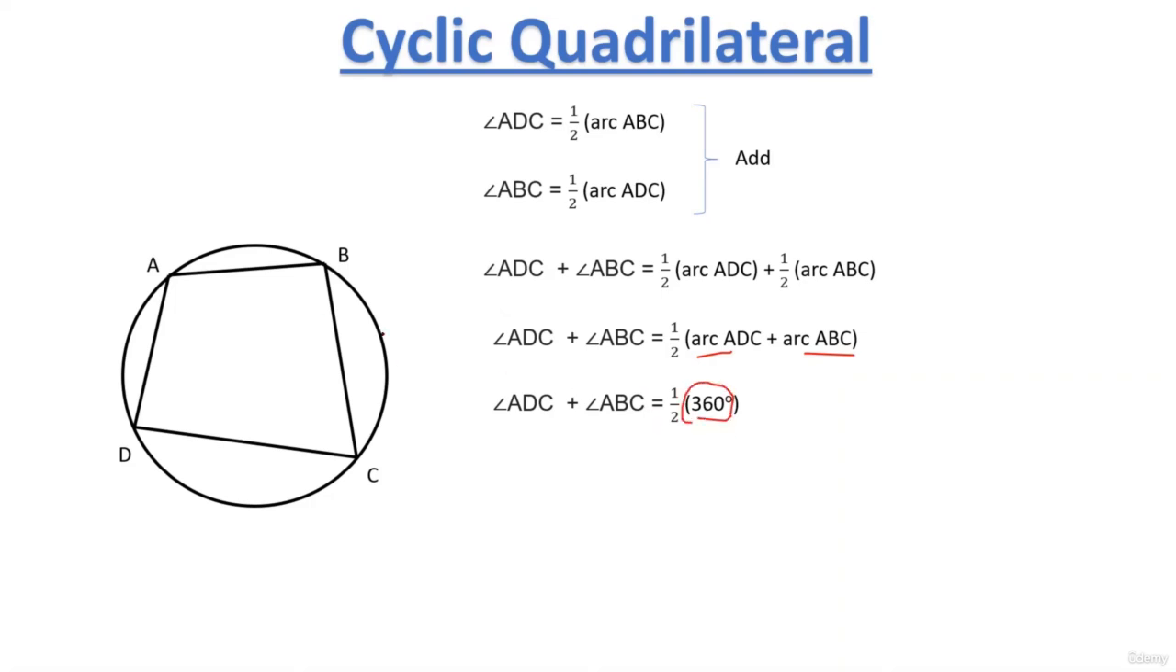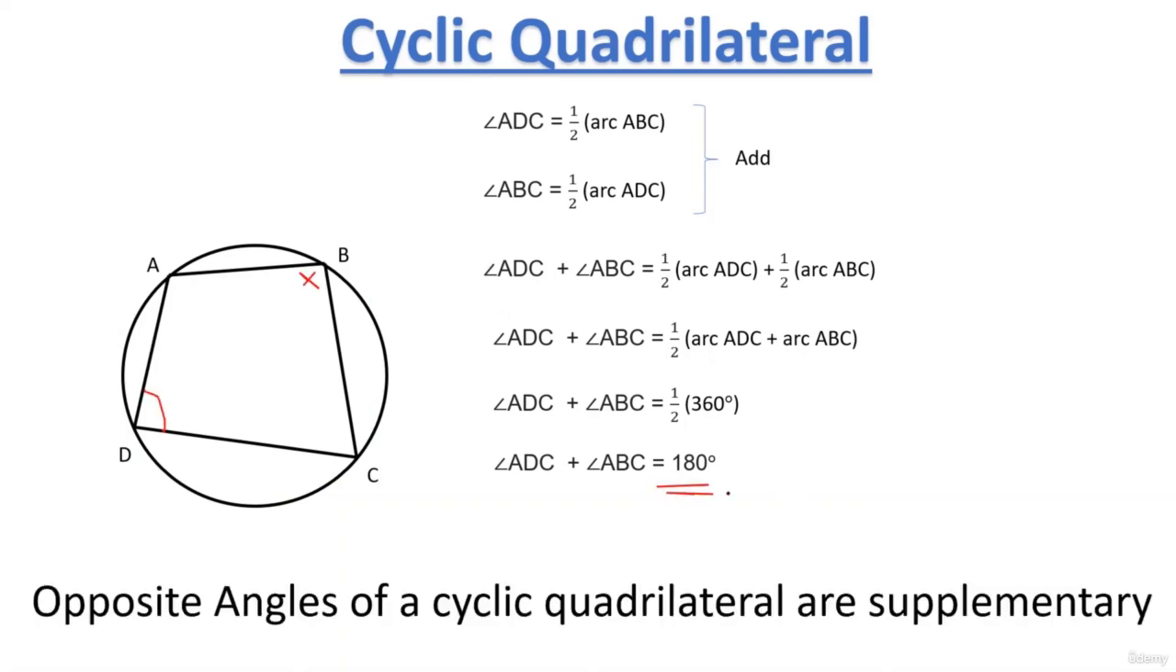If you observe, ADC is this arc, ABC is this arc, and together they make the whole circle. So arc ADC plus arc ABC is 360 degrees, the entire circle, and half of that will be 180 degrees. This tells us that angle ADC plus angle ABC is 180 degrees. That tells us that the opposite angles of a cyclic quadrilateral are supplementary. So remember this, the first property of a cyclic quadrilateral is that the opposite angles are supplementary.